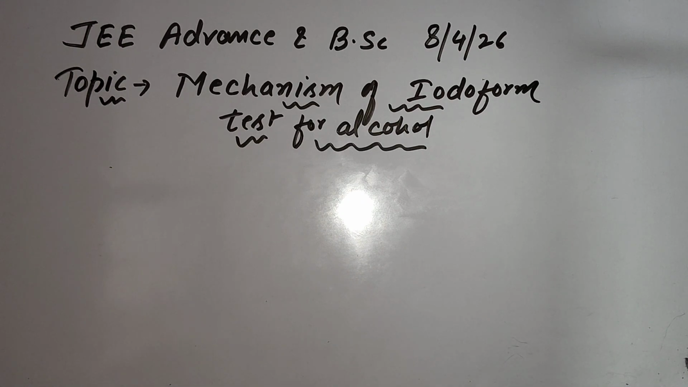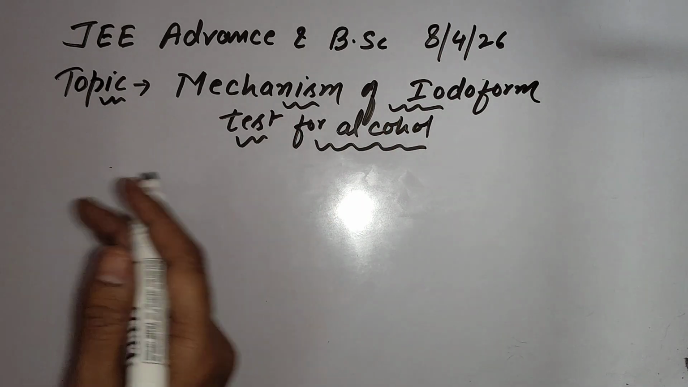In the previous video, we understood the iodoform test for alcohol. We understood how to apply the iodoform test, what the conditions are for that, and what the result is for that. We have not done the mechanism in that video. Now it's time to understand the mechanism part. The topic is involved in JEE Advanced and B.Sc level, not for 12th class. Now let's understand the mechanism of the iodoform test.